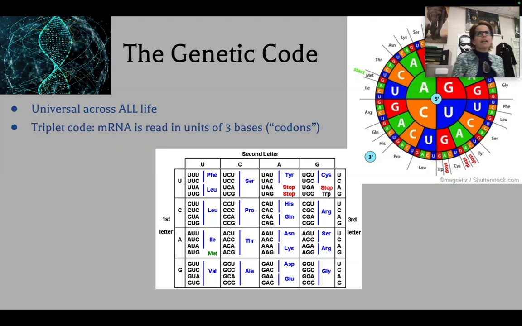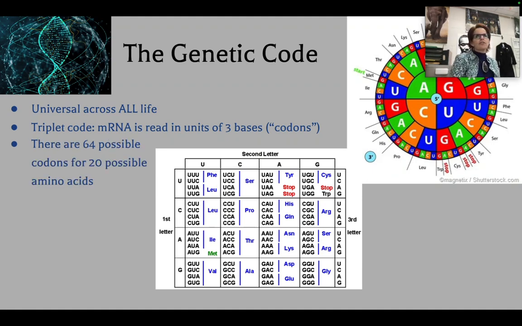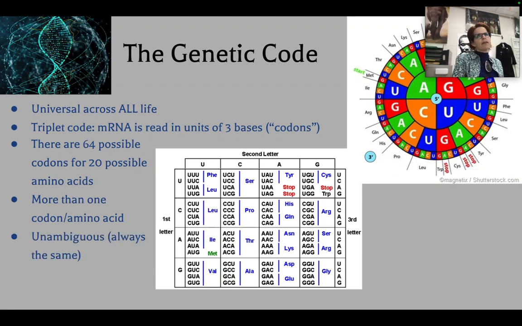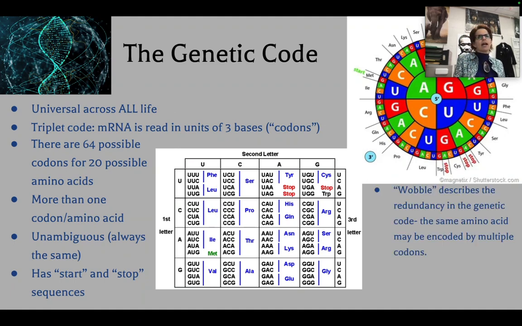Okay, so mRNA is read in units of 3 bases at a time. We call them codons, and there are 64 possible combinations of those bases, but there's only 20 amino acids. So there's more than one possible codon for each amino acid. However, it's unambiguous, which means it doesn't matter what the life form is. If they have CUU, it always codes for leucine, period. No exceptions to that. It has start and stop sequences. So the start sequence is always AUG in all organisms, and then there are the 3 stop codons.